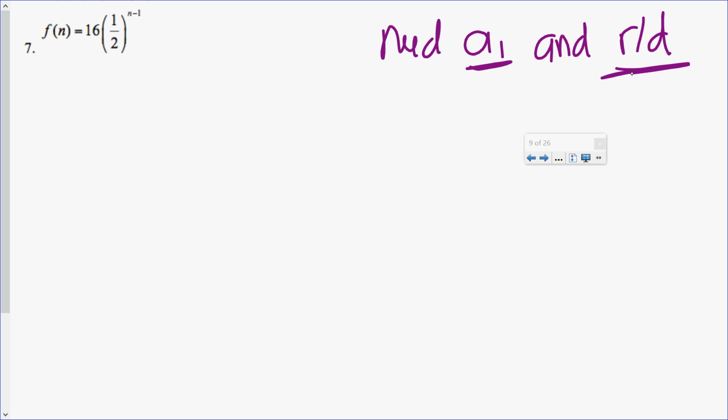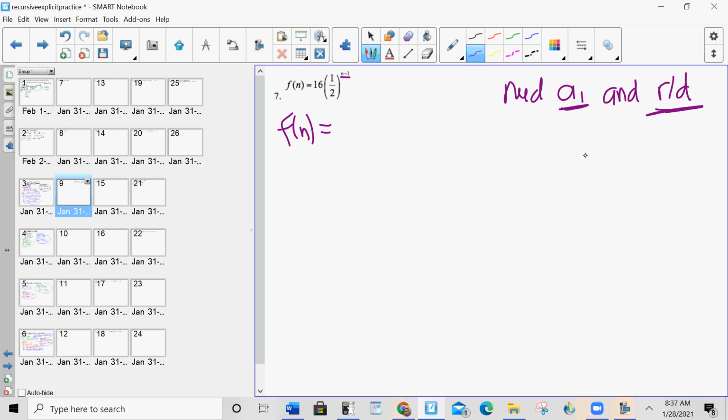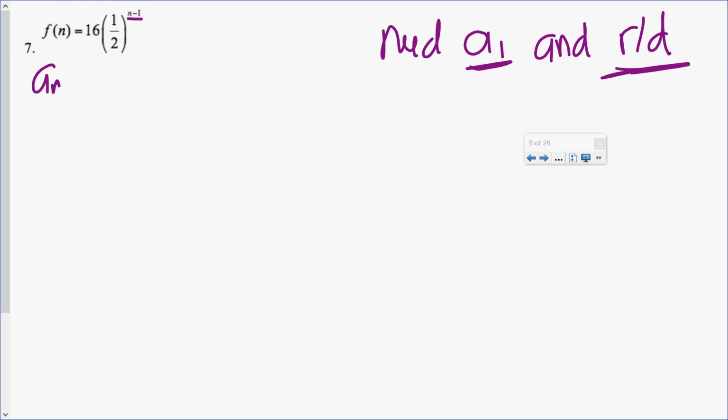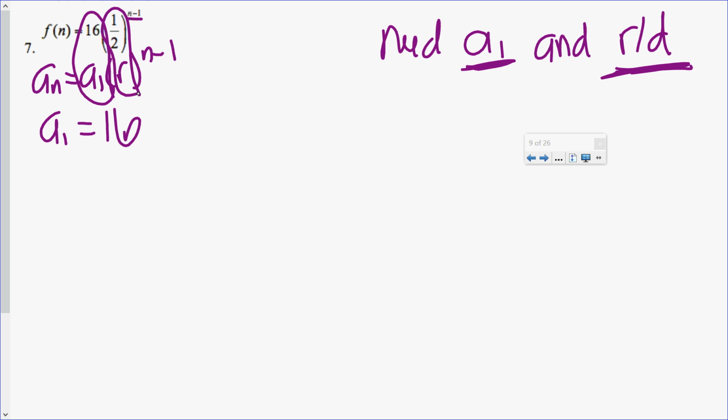So this is giving me an explicit formula. Because it's exponential, this looks geometric. Now, instead of an, it says f of n. It's the same thing, so I'm just going to write it as an because I feel more comfortable with that. So we're looking at an equals a1 r to the n minus 1. I need a1, and I need either r or d. a1 is 16. r is a half.